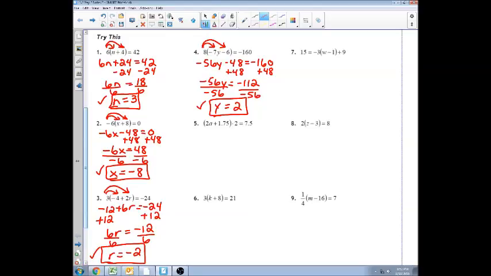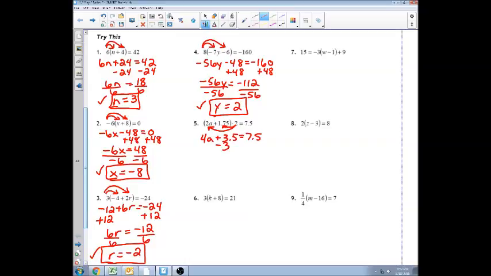Number 5. Can I combine 2a plus 1.75? No, I cannot. This one looks a little strange. This is something I said you're hardly ever going to see. This is one of the rare times you will see it. It's the quantity 2a plus 1.75 times 2. So what I'm going to do is distribute the 2 into my parentheses. That would get me 4a plus 3.5, which would equal 7.5.